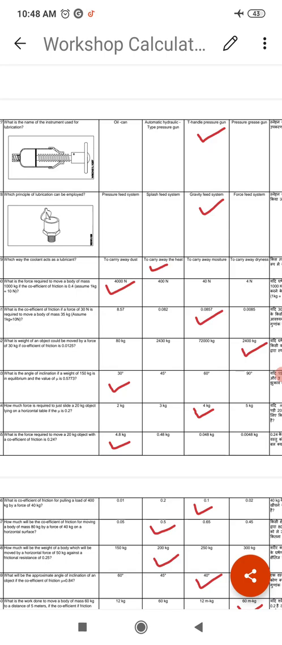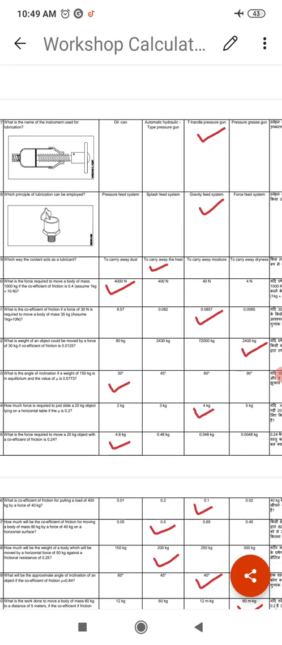Option A. Next, what is the coefficient of friction if a force of 30 Newton is required to move a body of mass 35 kg? Assume 1 kg is equal to 10 Newton. Its answer is option C, 0.0857. Next question. What is the weight of an object that could be moved by a force of 30 kg if the coefficient of friction is 0.0125?